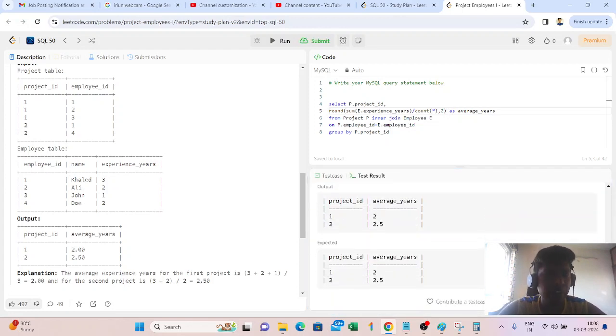So I hope you would have understood this question. Very simple. Just keep in mind how you are finding this average number of years. Take the sum of the experience years and divide by the number of people working in a project, and group by project ID, because we have to calculate for different projects separately.